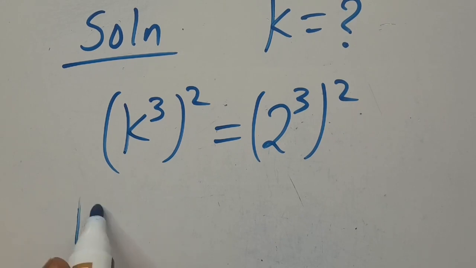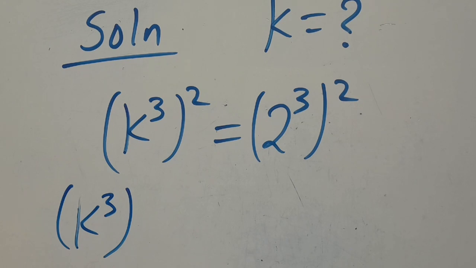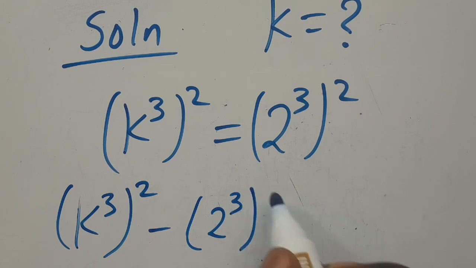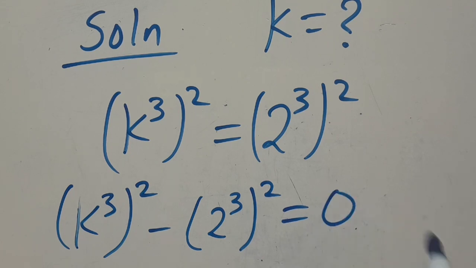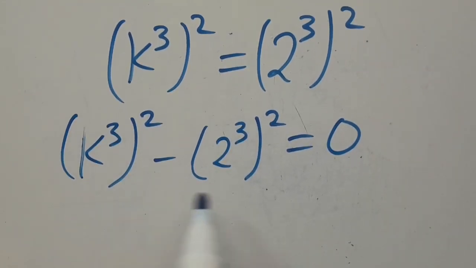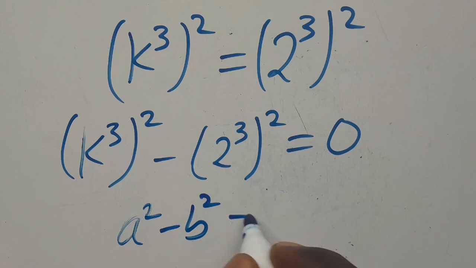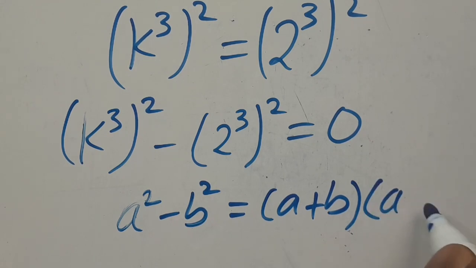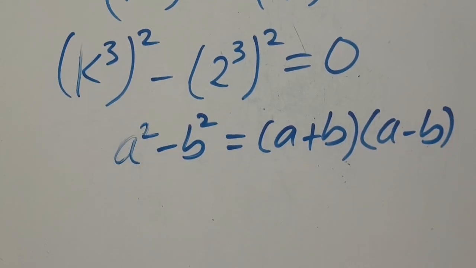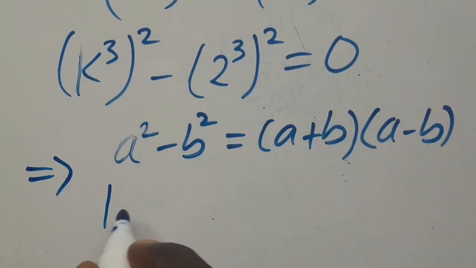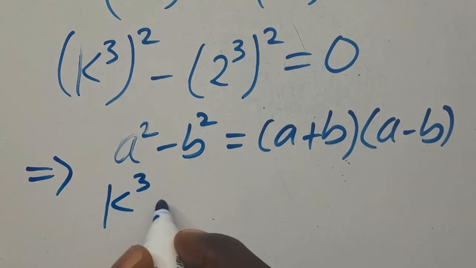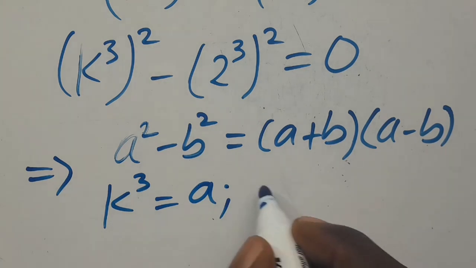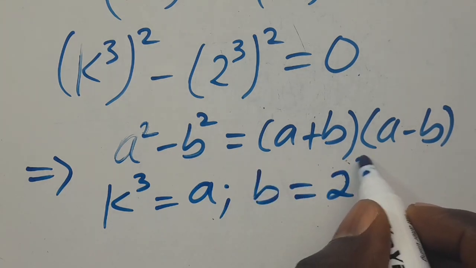So we are going to have k to the power of 3, all in bracket, to the power of 2, minus 2 to the power of 3, all in bracket, to the power of 2. Then let's set everything equal to 0. This is the difference of two squares. Remember, when you have a squared minus b squared, this always equals a plus b multiplied by a minus b, all in bracket. So from here, this implies that our a equals k to the power of 3, while our b equals 2 to the power of 3.